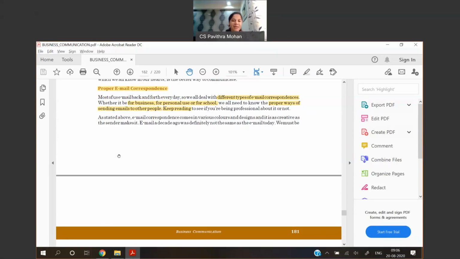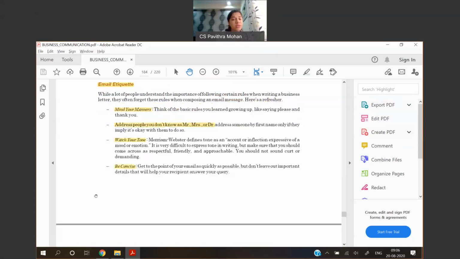Then you have email etiquettes. So what happens with email etiquettes? Here, kindly ensure that what you're trying to express to the other person is precise. Okay, so kindly mind your manners here. That is, growing up like saying please, thank you, courtesy, all those things become very important.